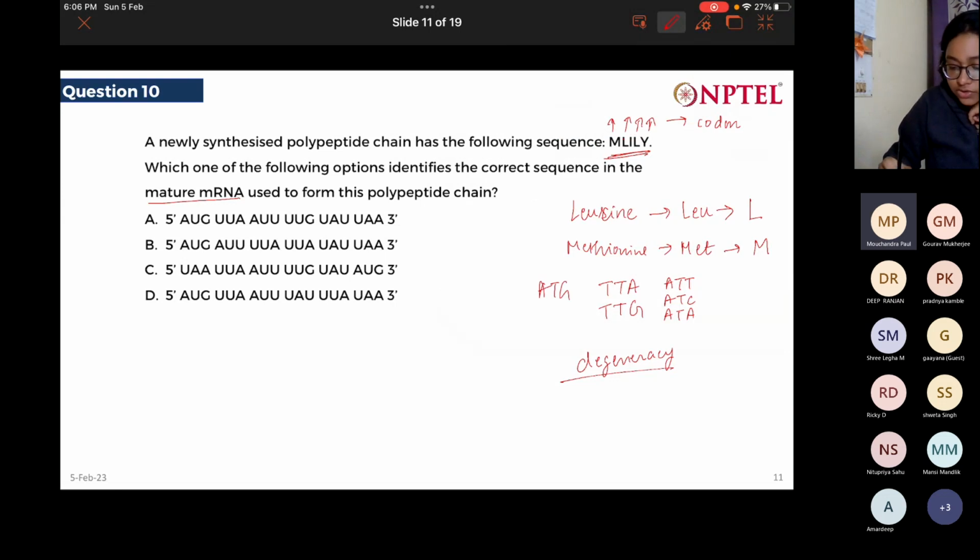Okay, this is for isoleucine. Then there is L, which stands for leucine, correct? And then Y, the letter Y, actually stands for the amino acid tyrosine, written as TYR. It is given by these two codons. Okay.